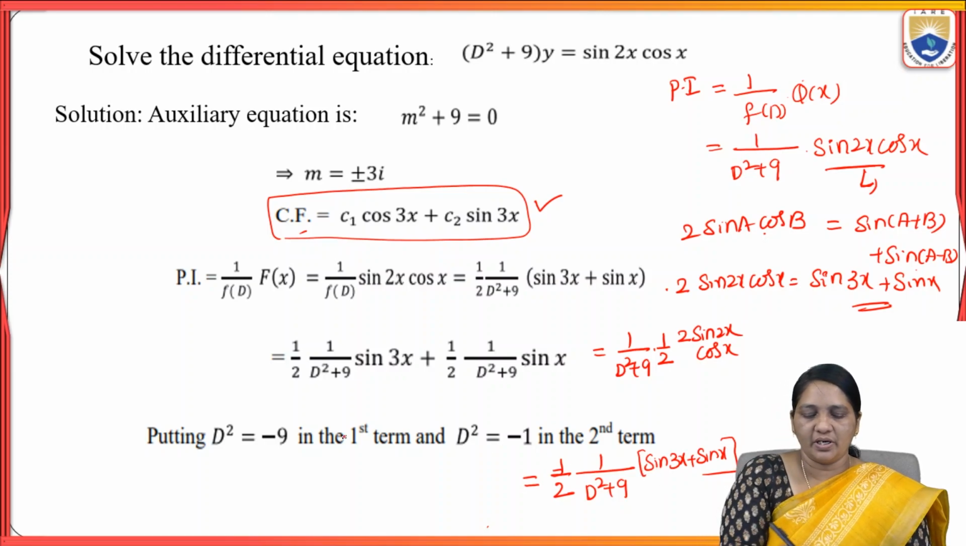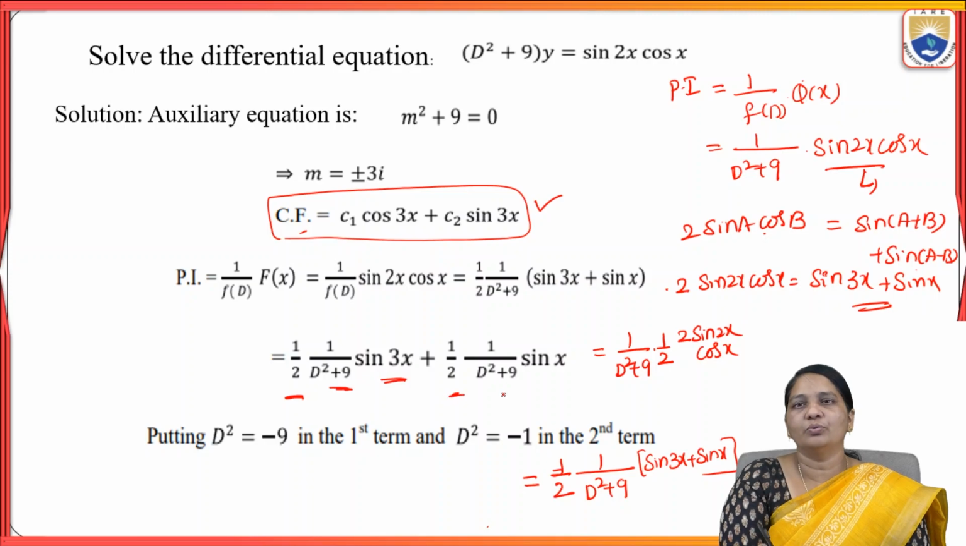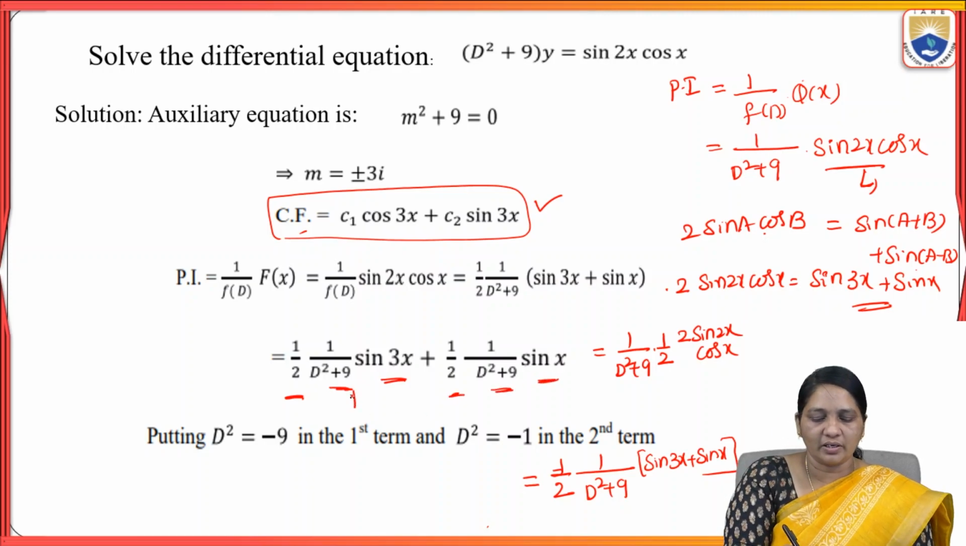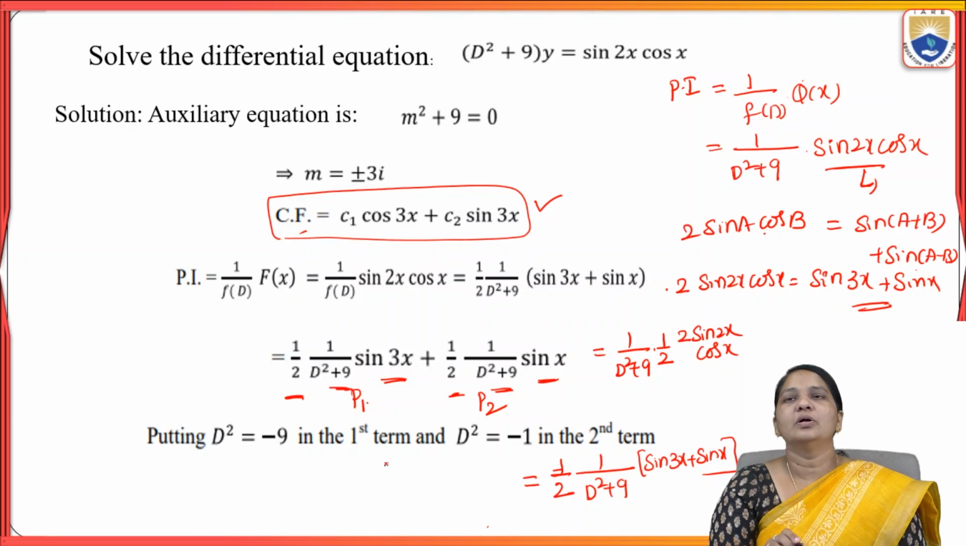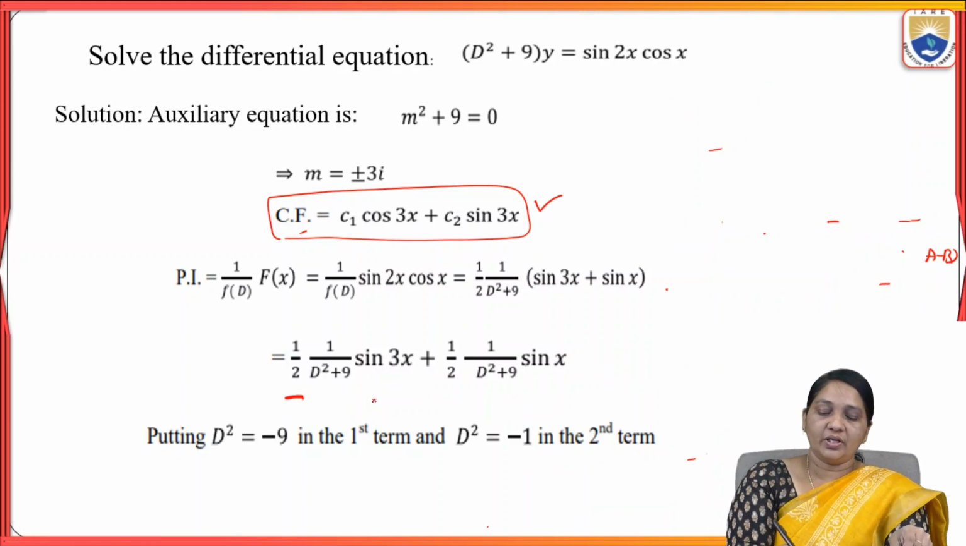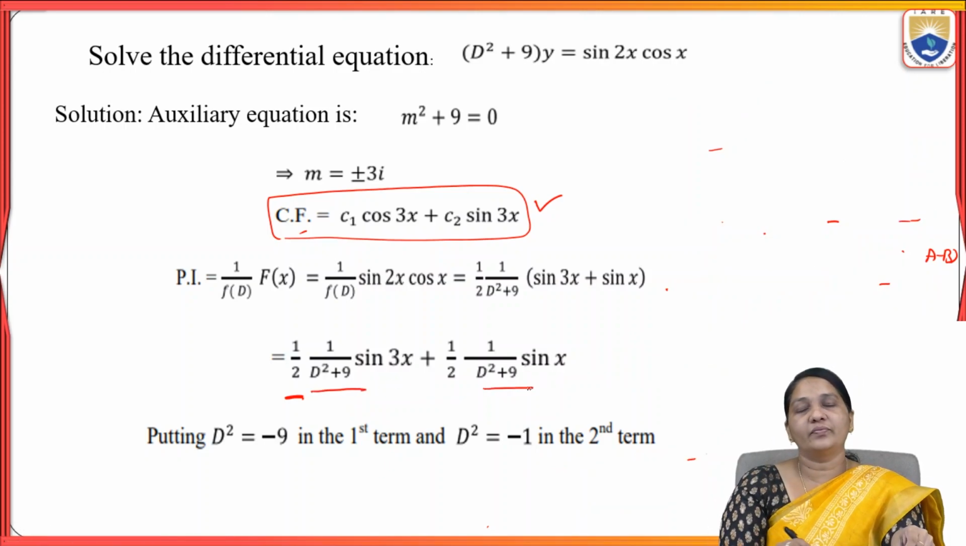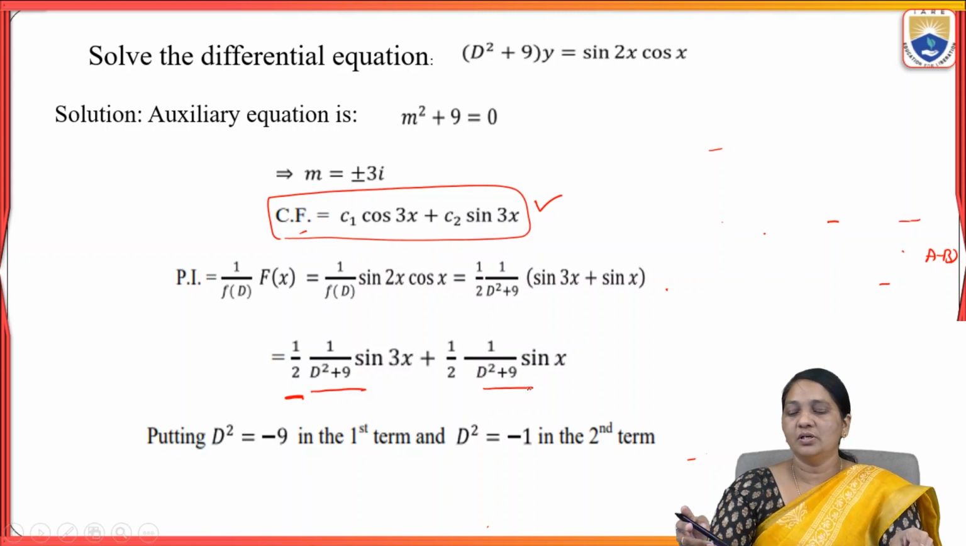So now I am separating the terms. 1 by 2, 1 by d square plus 9 sin 3x, plus 1 by 2, 1 by d square plus 9 sin x. Now I can calculate the particular integral separately. So particular integral 1 and particular integral 2, then add them together to get the solution. Now we have two terms, and we follow the same procedure.